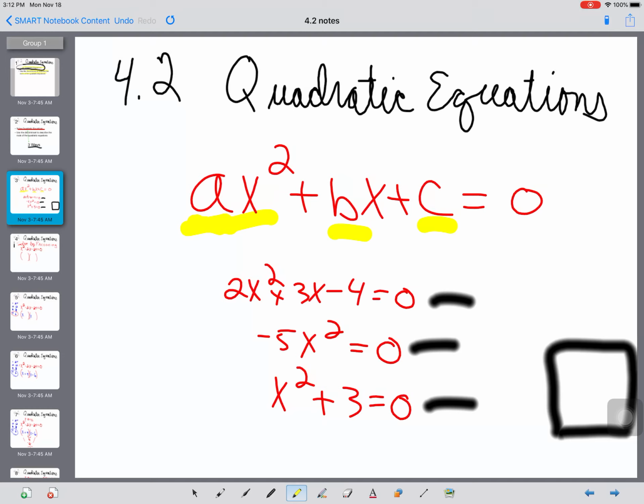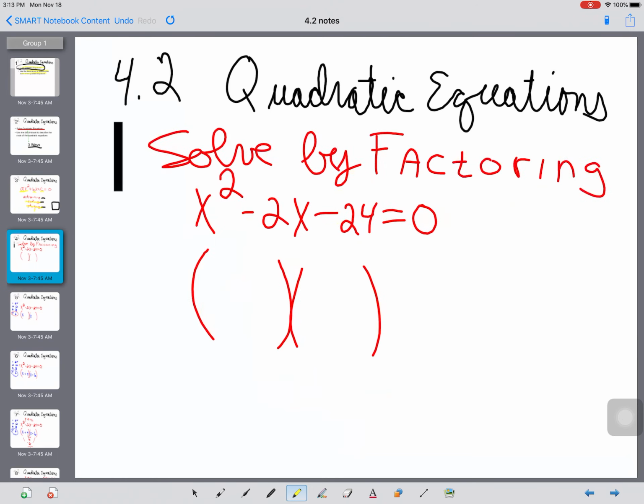But it's possible, like in this one, that the b and the c could be 0. It's possible in this one that the b is 0 and the c is 3. So all of these are some kind of a quadratic. So the first thing I'm going to do is talk about factoring and solving by factoring.